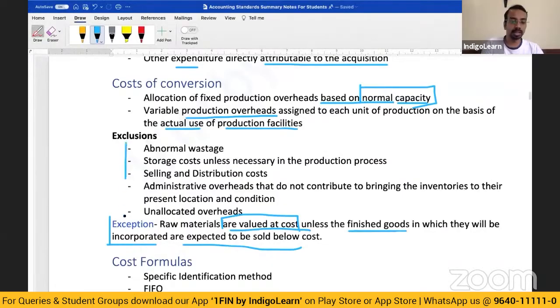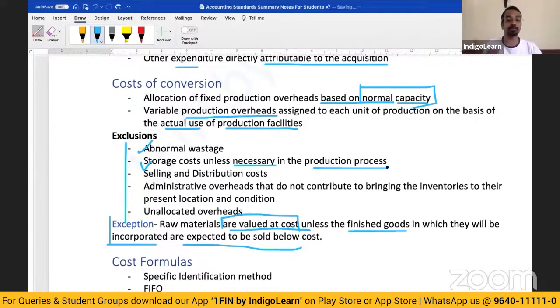Then this is again one of the favorite theory questions. If at all they ask, or they may include this as a part of calculation of cost. So you will always exclude abnormal wastages. If there are normal wastages, you will include. If there are abnormal wastages, you will exclude. Then storage cost, unless necessary in the production process. So if storage costs are necessary in the production process, then you will include, otherwise you will not include.